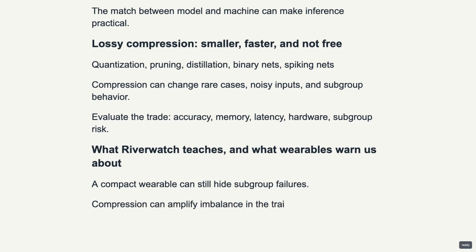That failure often starts with imbalance that was already present in training. If a subgroup had less representation to begin with, lossy optimization can erase the little margin that was protecting its performance.